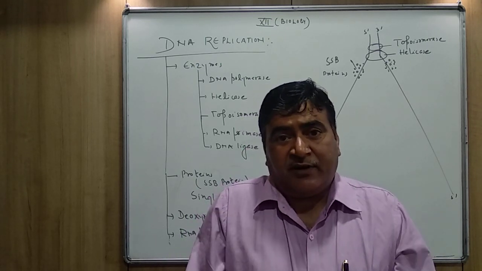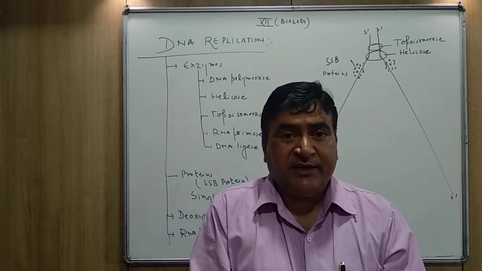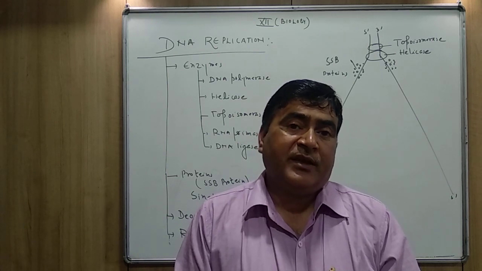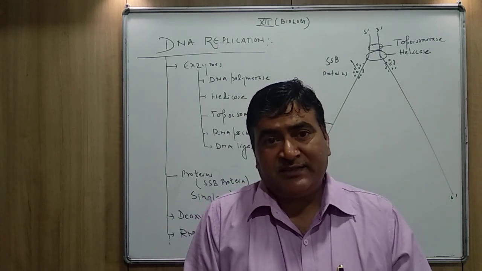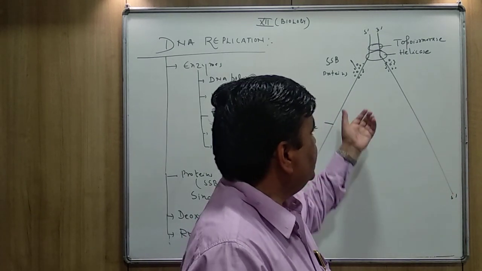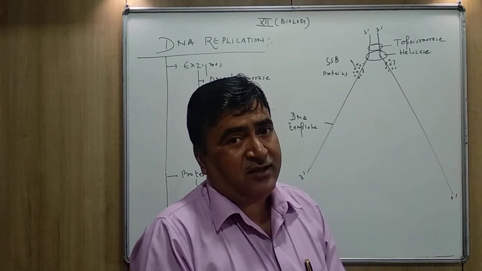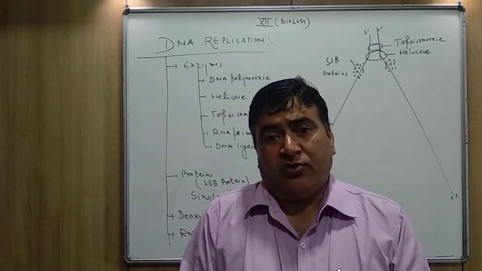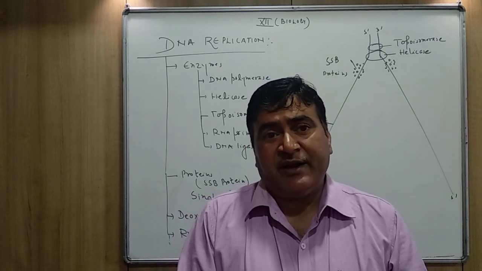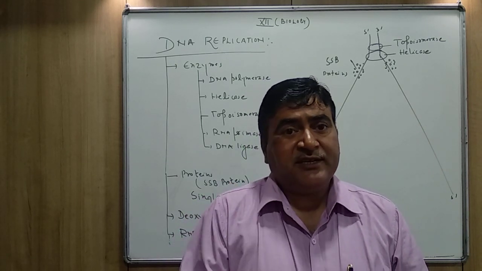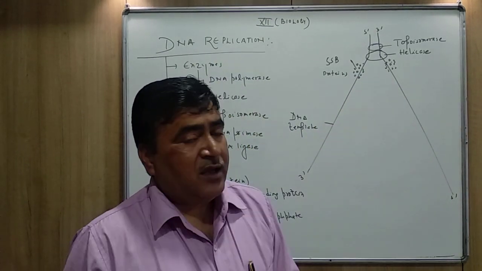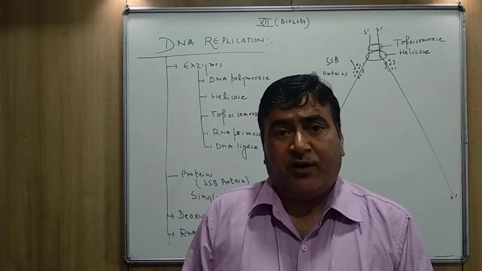So when the replication fork is formed, or you can say when these two strands are separated from each other in the presence of helicase enzyme, these two single strands are held by a particular protein, and that is called SSB proteins, single strand binding proteins, which bind the single strand and prevent the rebinding of duplex DNA.